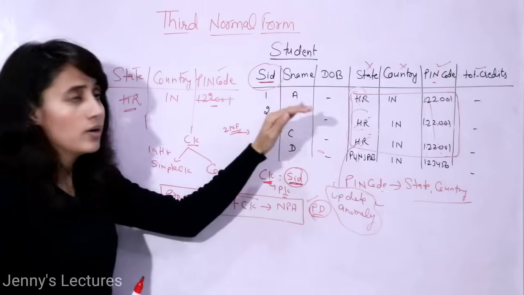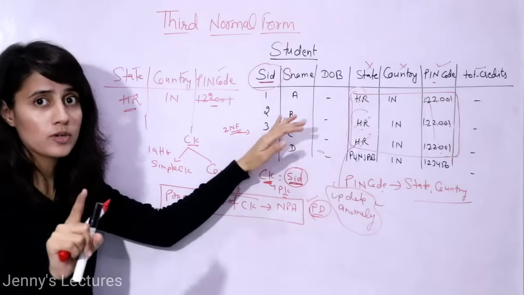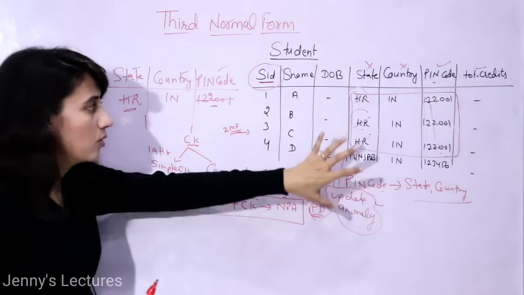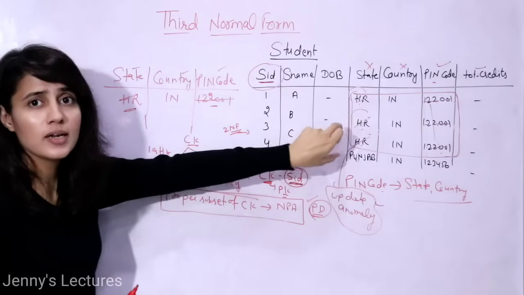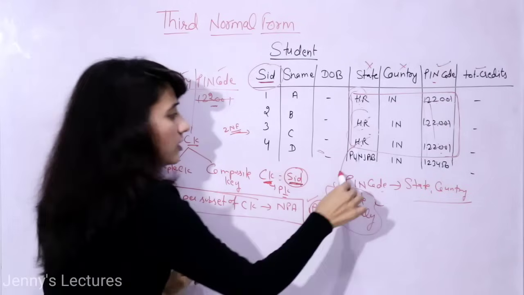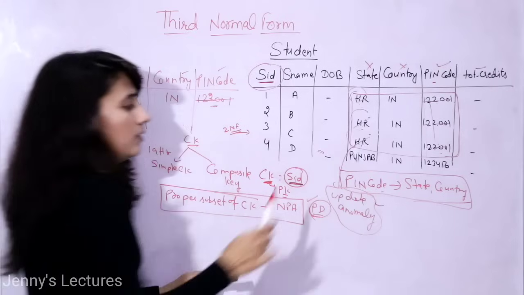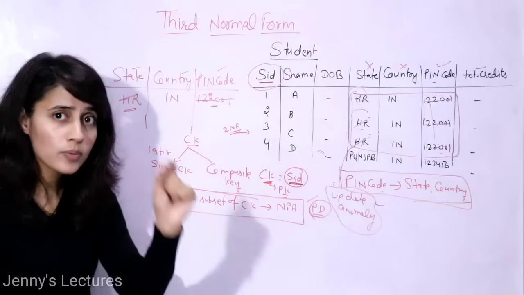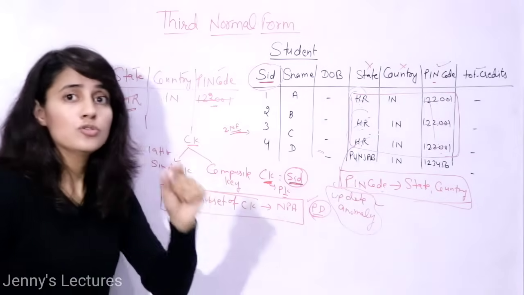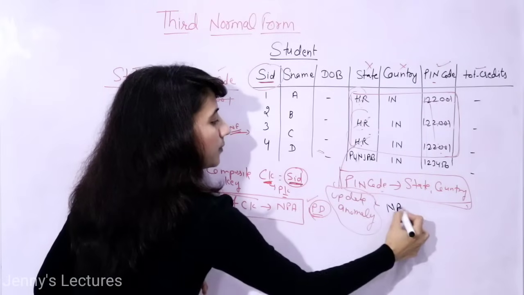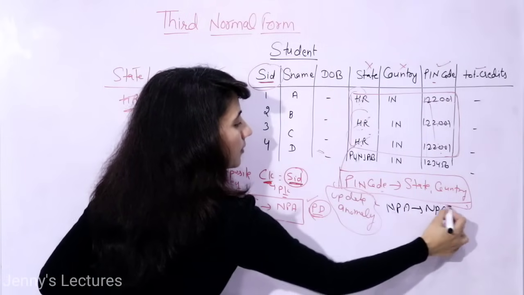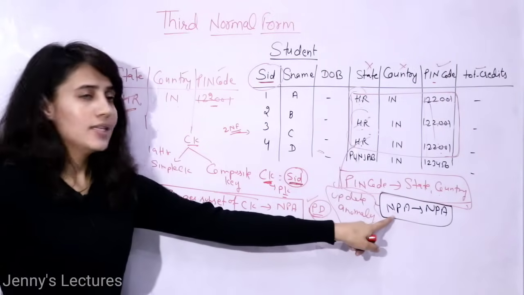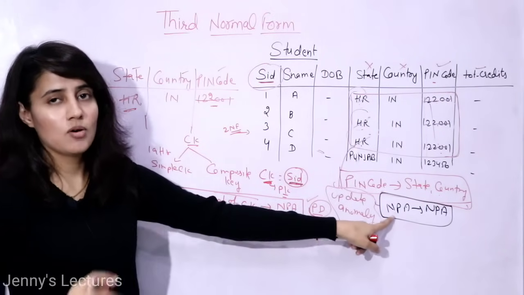Now why does this problem come? See, this is a very important point. Obviously because of redundancy, but because of redundancy, what functional dependency is there? Because of that the problem occurs. Because here pin code is determining state and country, and pin code is a non-prime attribute, state and country are also non-prime attributes. A non-prime attribute is determining a non-prime attribute, right? So this type of functional dependency caused the problem here.